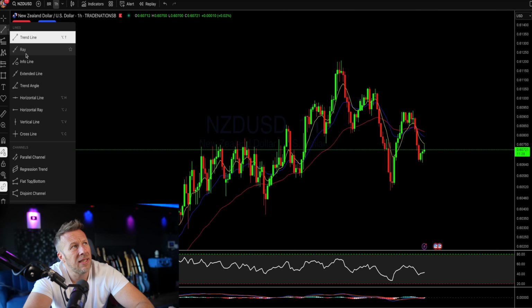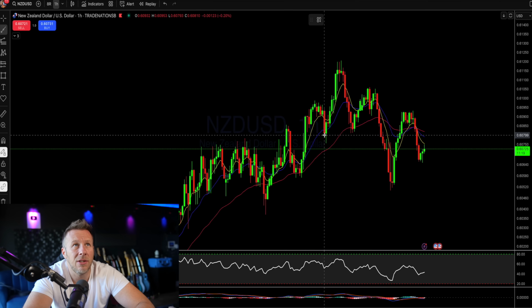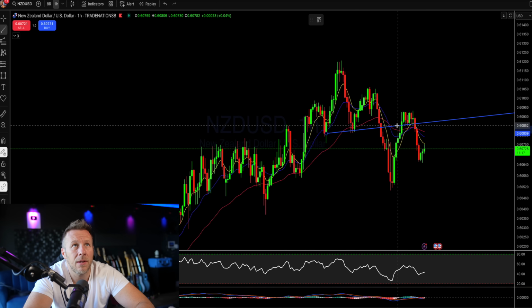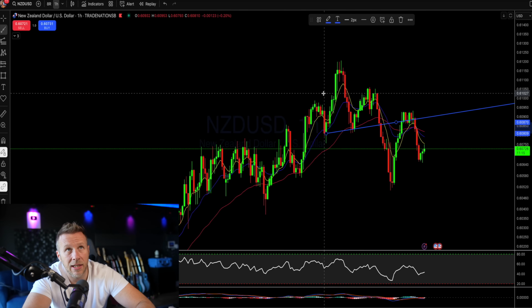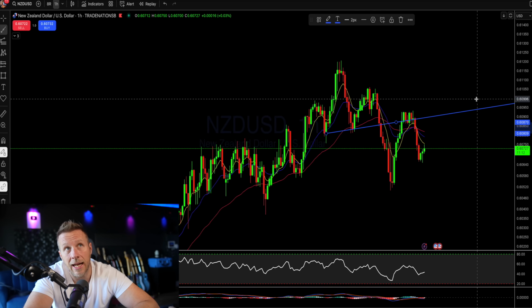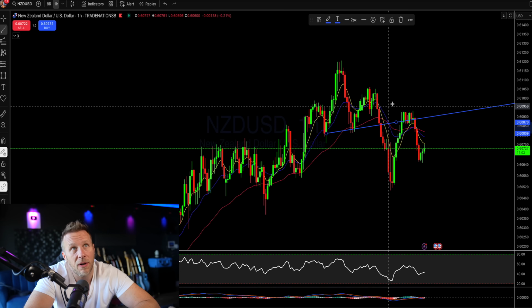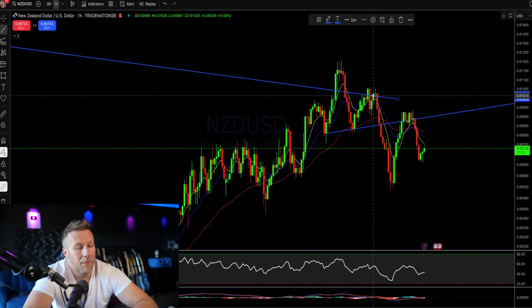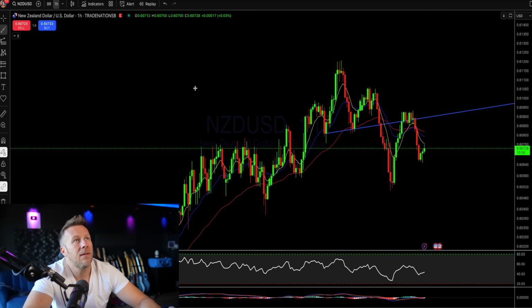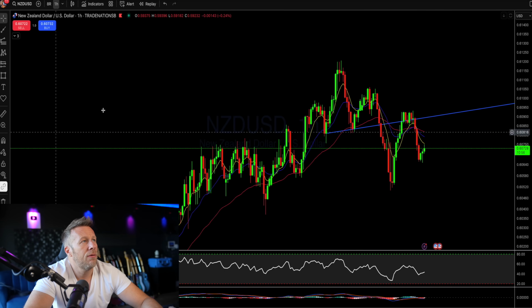There's an indefinite line here. I think it's the ray line. Don't know. Ray. I think it's the ray, right? So you bring this on here, bring this on here, and there you go. So there's your neckline. So this is an upward slanting neckline, which I say is the lower probability, but the highest reward to risk profile. Let's just get rid of that. Just turn that off.